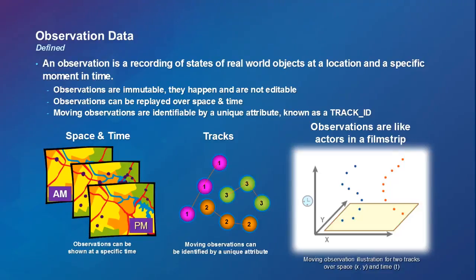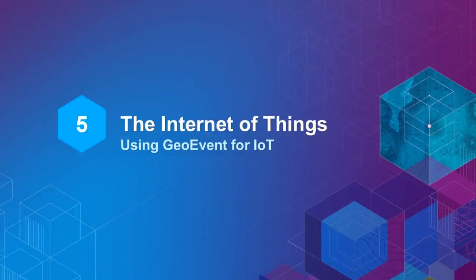Sometimes this has been referred to as a film strip view. Each frame in that film strip is a snapshot in time. We're able to watch that go forward, rewind, fast forward, and we can see how events have changed throughout an environment.